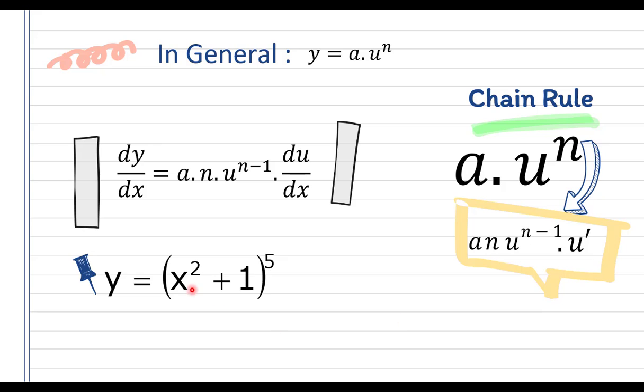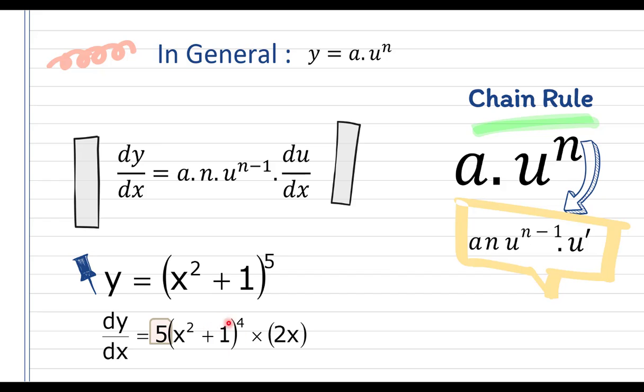So if you have x squared plus 1 to the power of 5, you also can make a shortcut like this. Here, the u to the power of 5, then if you put the power down, you will have 5. This is the power instead of having 5.